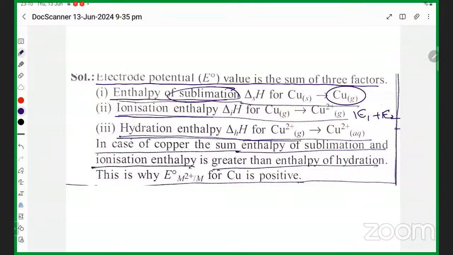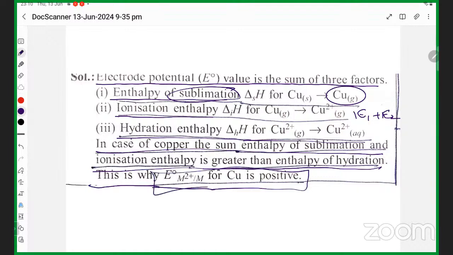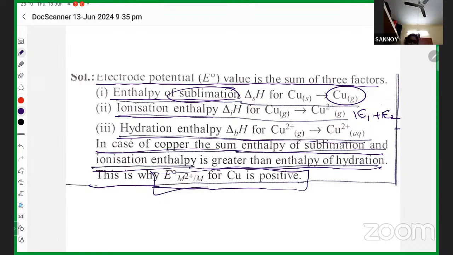Hydration enthalpy. In case of copper, the sum of enthalpy of sublimation and ionization enthalpy is greater than the hydration enthalpy. This is why the E naught value of M2 plus upon M is positive for copper. Can't you understand?